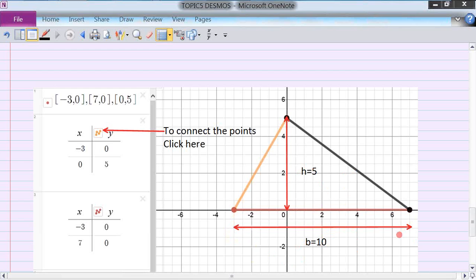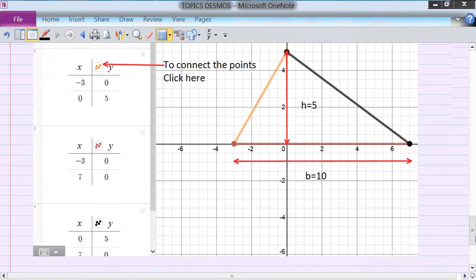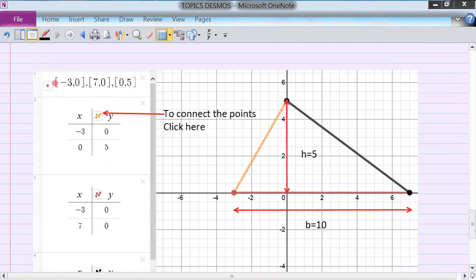Now you may be able to do this without Desmos. It's just a useful way to understand Desmos and see how you can exploit its capabilities. We put the 3 points in here, which gave me this point, and that point. And then I used the table of values to connect the different points, the lines joining the different points, right here, and right here. So you can try that on your own and see if you can make it work.